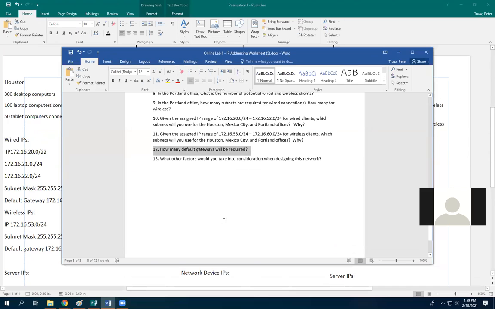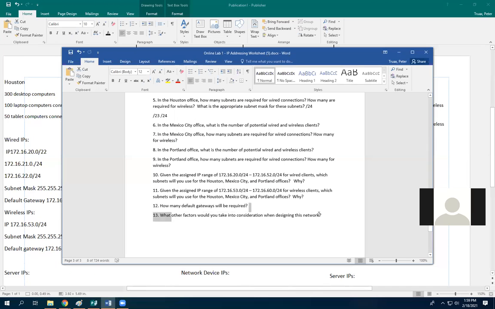All right, so that's kind of the end of that. What other factors? We're kind of touching on that right now with security factors.